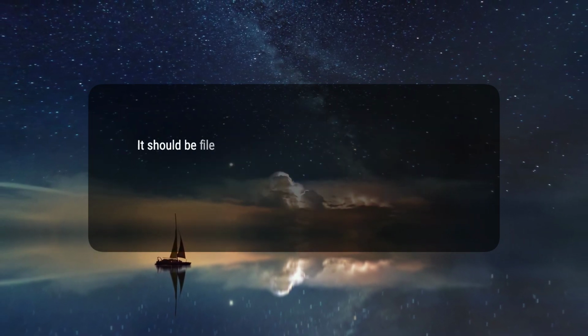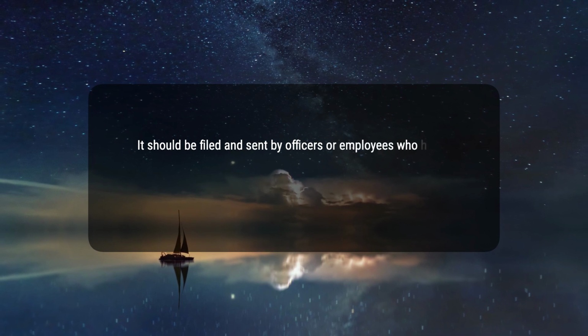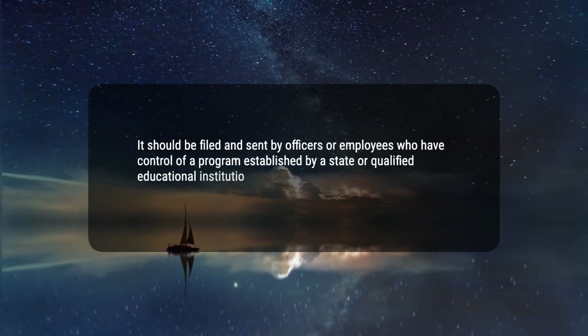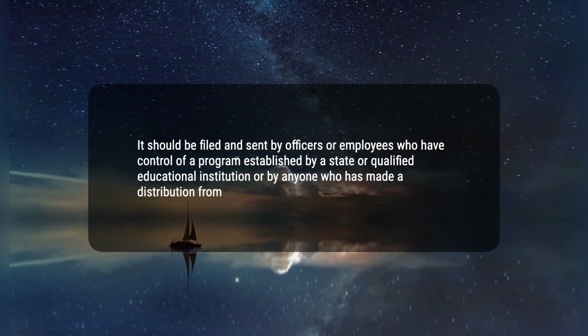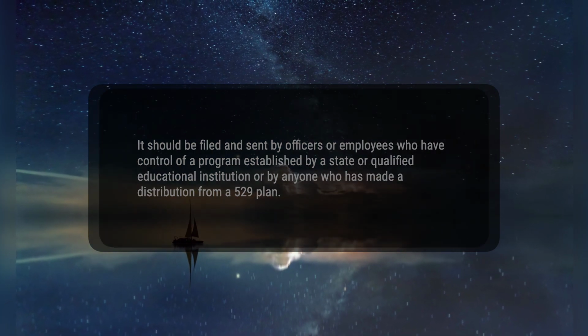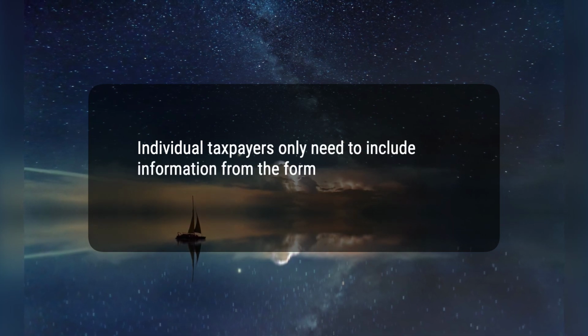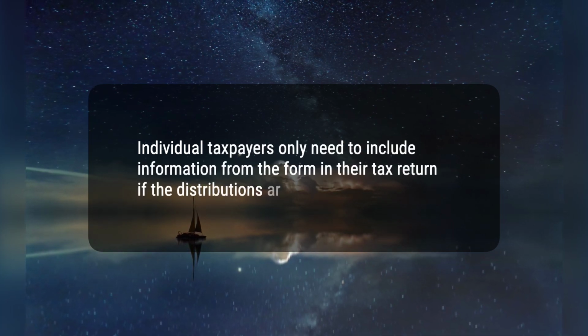3. It should be filed and sent by officers or employees who have control of a program established by a state or qualified educational institution or by anyone who has made a distribution from a 529 plan. 4. Individual taxpayers only need to include information from the form in their tax return if the distributions are taxable.